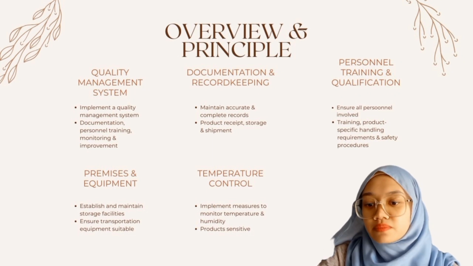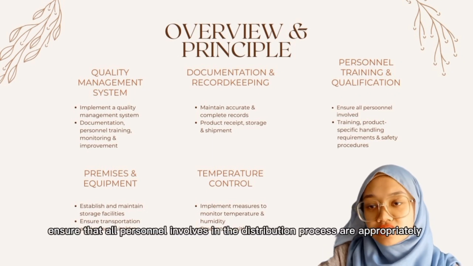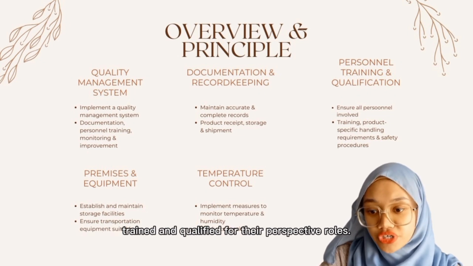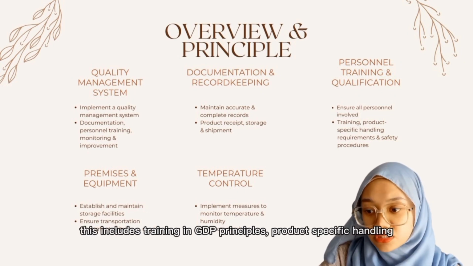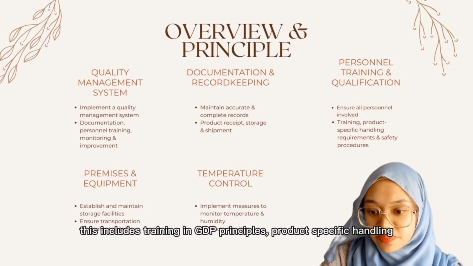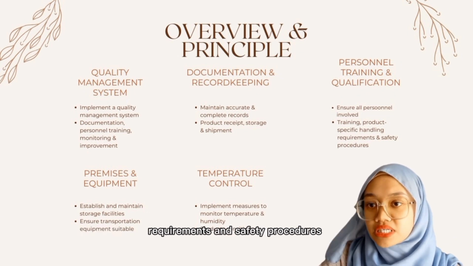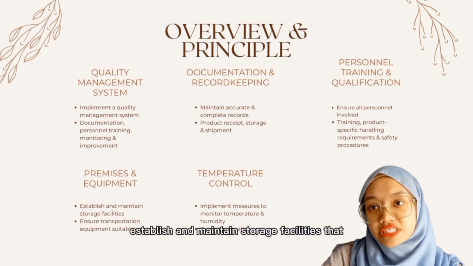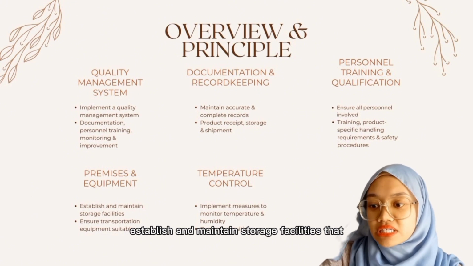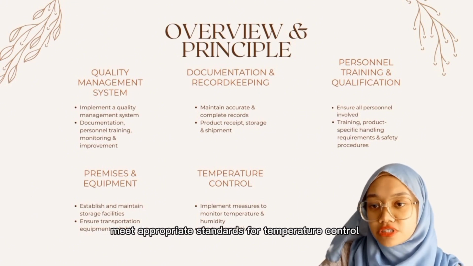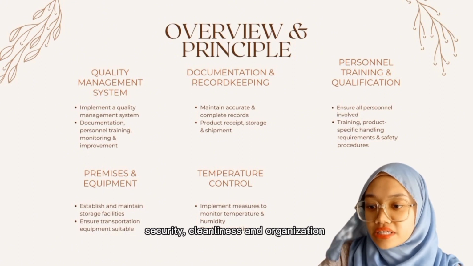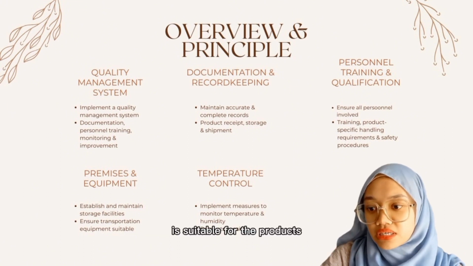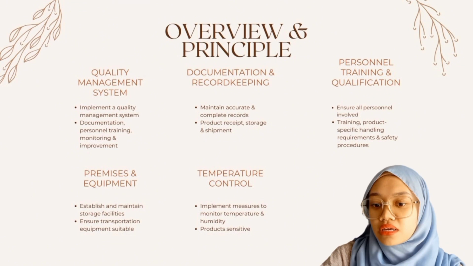Furthermore, personnel training and qualification. Ensure that all personnel involved in the distribution process are appropriately trained and qualified for their respective roles. This includes training in GDP principles, product-specific handling requirements, and safety procedures. Next is premises and equipment. Establish and maintain storage facilities that meet appropriate standards for temperature control, security, cleanliness, and organization. Additionally, ensure that transportation equipment is suitable for the products being transported.